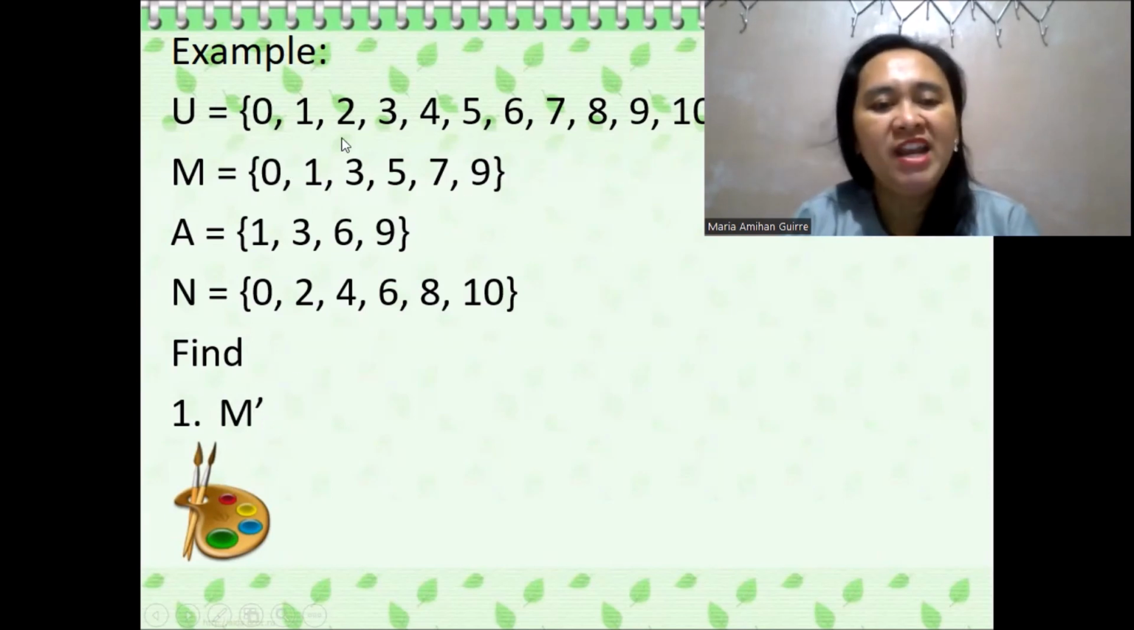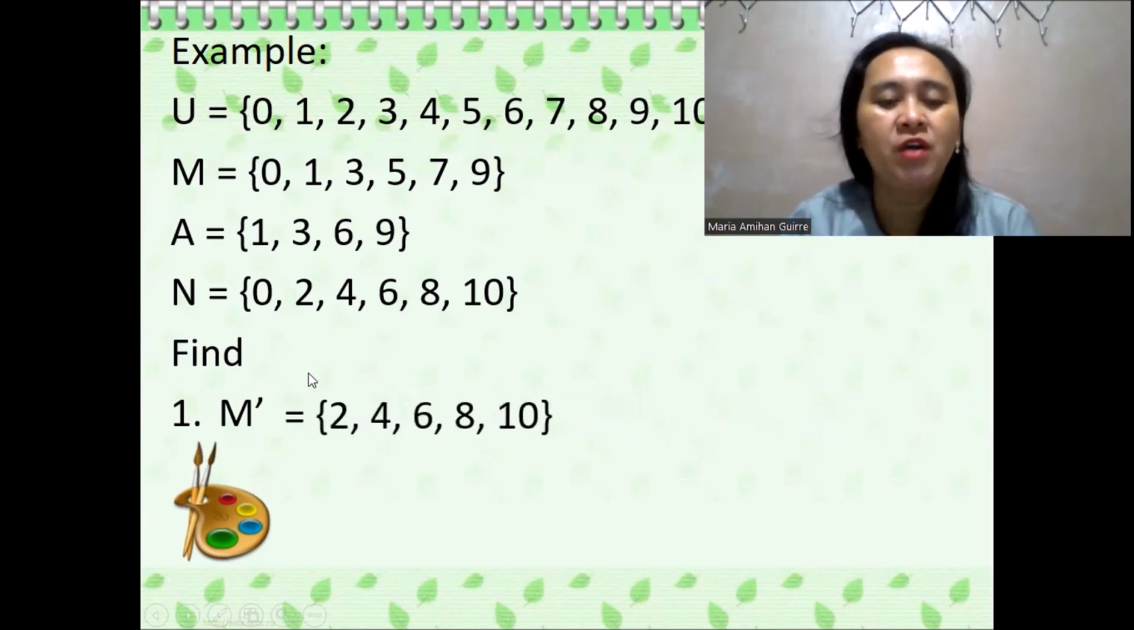So lahat ng elements ng set M ay ating tatanggalin dito sa universal. 0, cancel; 1, cancel; 3, 5, 7, at 9. Mas magandang gawin to sa scratch paper para kita ang natira. Then yung natirang elements sa universal, yon ang kanyang complement. Yun ang complement ng set M or M prime. So therefore, the complement of set M are 2, 4, 6, 8, 10.